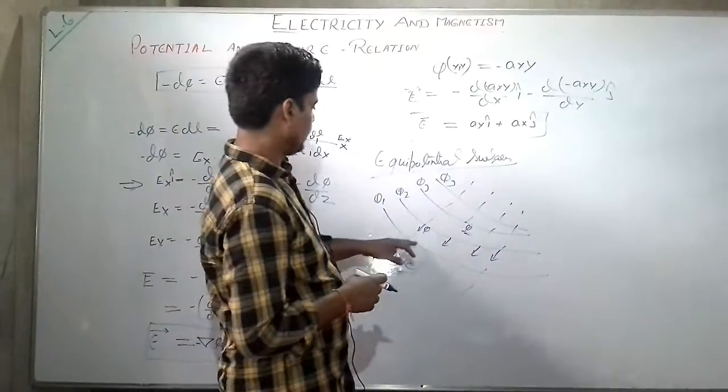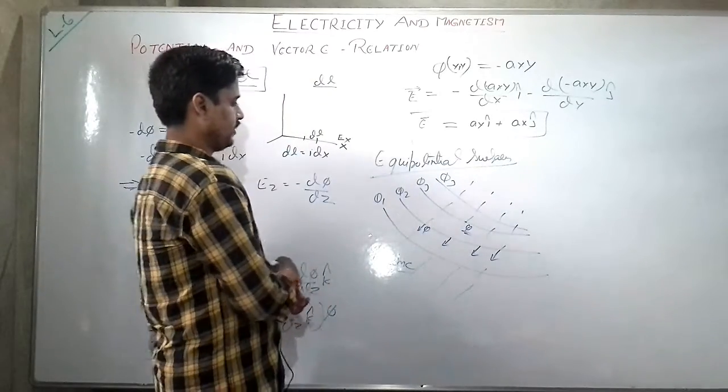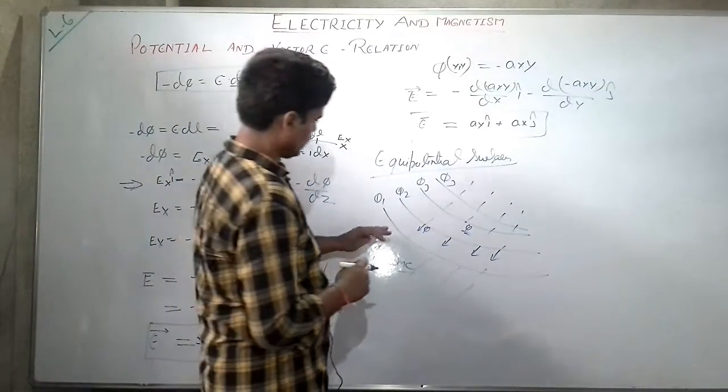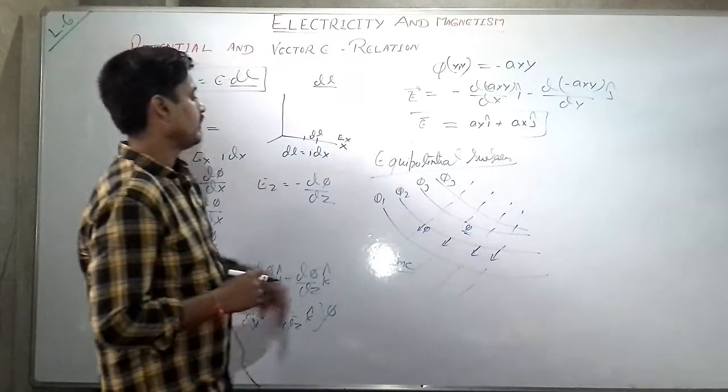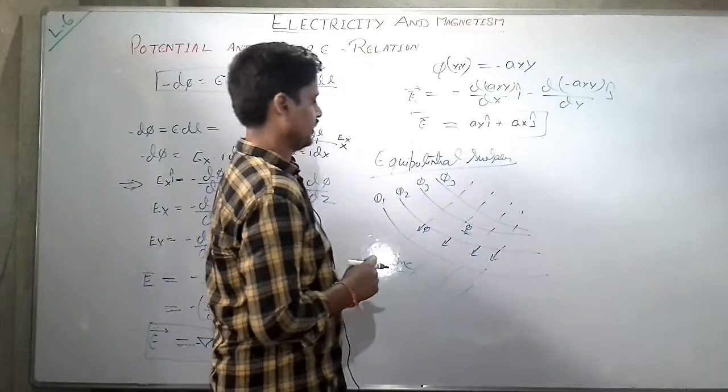So this electric field is perpendicular to this potential phi surface. This is the visualization of potential phi and vector field E.